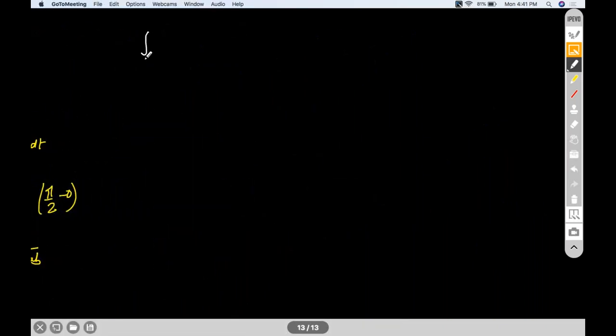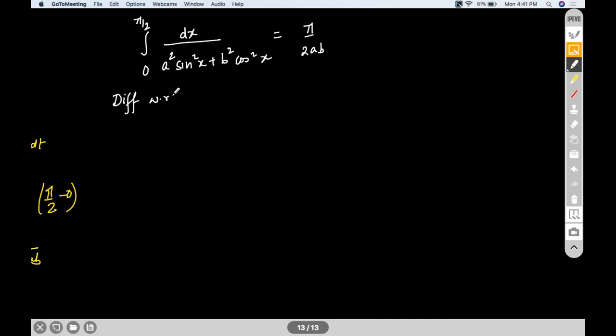Now that I know that the integral from 0 to pi by 2 of dx by a square sine square x plus b square cos square x is pi by 2 ab, let us differentiate both sides with respect to a. Of course we'll be using Leibniz rule here. I'm treating b, x, everything as constants, and a is my variable of differentiation. So I'm differentiating with respect to a here.